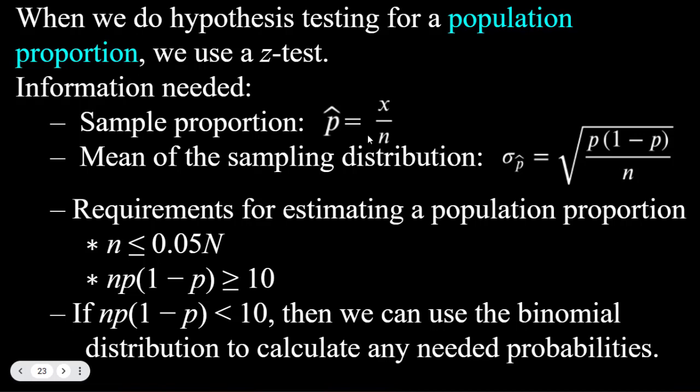Again, the requirements for estimating a population proportion: lowercase n has to be less than or equal to 5% of uppercase N, so the sample size cannot be more than 5% of the population size. We also need n times p times 1 minus p to be greater than or equal to 10. And then remember that if n times p times 1 minus p is less than 10, then we use binomial distributions to calculate the probabilities.